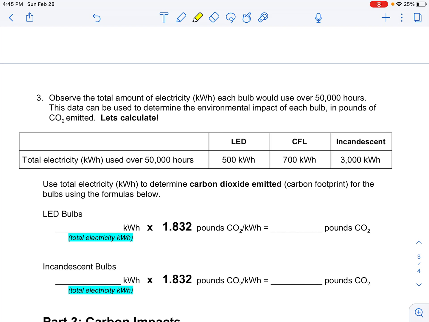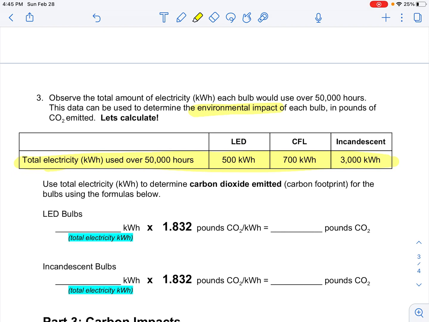is we're going to use a little bit of new data here, and this is going to help us determine how much carbon dioxide is emitted by these different bulbs. So number three says, observe the total amount of electricity, kilowatt hours, each bulb would use over 50,000 hours. This data can be used to determine the environmental impact of each bulb in pounds of CO2 emitted.